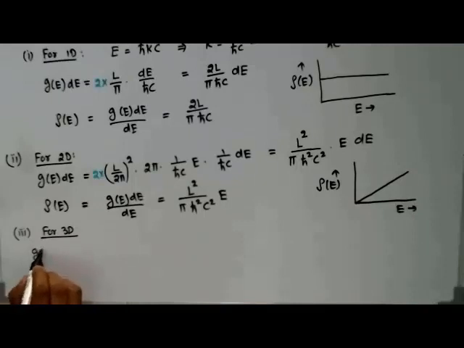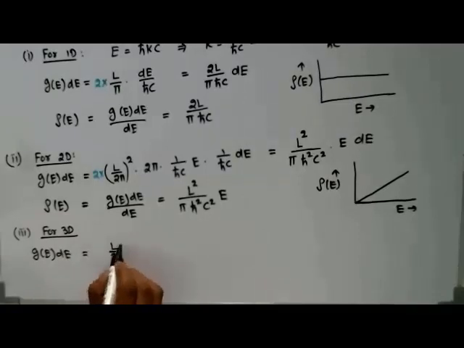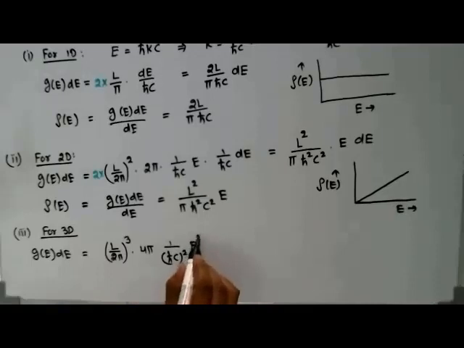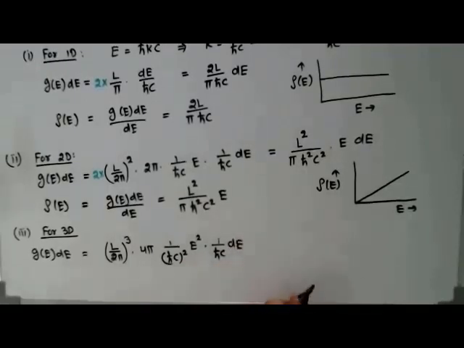Now for the case 3D, this quantity becomes L upon 2 pi whole cube, am I right? Then 4 pi k square, और k की वैल्यू कितनी है? 1 upon h cross, so this becomes 1 upon h cross c whole square, E square, and then dk, that is 1 upon h cross c into dE. और अगेन यहाँ पर भी 2 से मल्टीप्लाई करेंगे to ensure that spin degeneracy is included in the calculation.